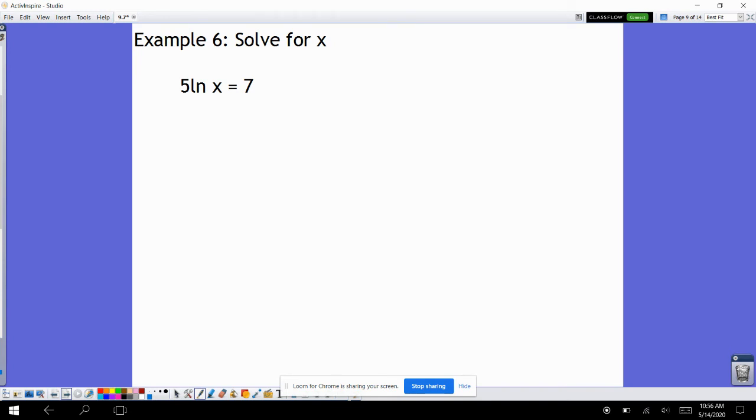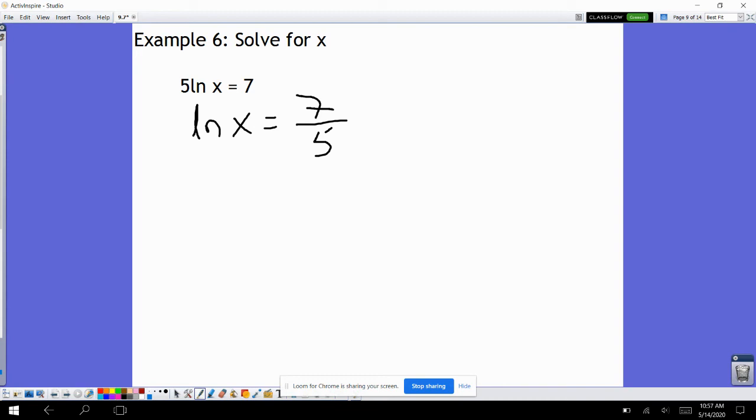So 5 times the natural log of x is equal to 7. Well, I have to isolate that x, so that means I have to isolate that natural log. Remember, it's 5 times the natural log of x, so the first thing you are going to do is divide by that 5. So the natural log of x is equal to 7/5. Please leave that as a fraction.